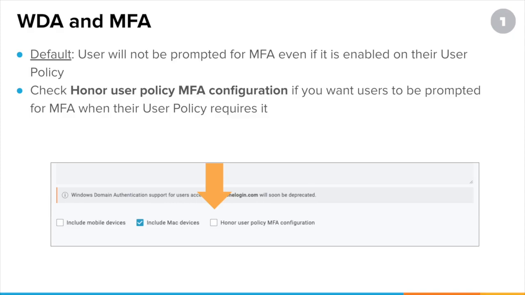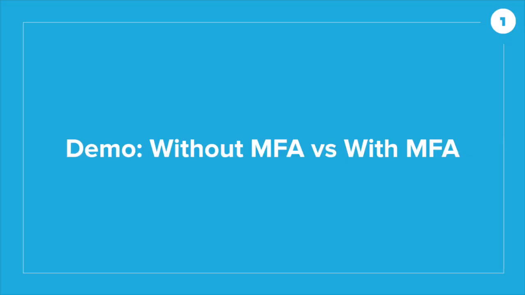Their policy also has to be configured for requiring MFA, and of course they have to make sure they've registered an MFA device. So MFA should already be working for the user basically. That checkbox just makes sure that it will work for the user when they're logging in using WDA. So let's take a look at how that login flow looks when a user logs in through WDA without MFA, and how it looks with MFA.